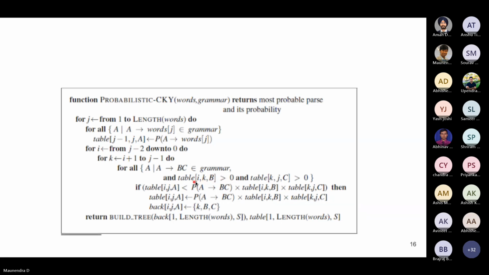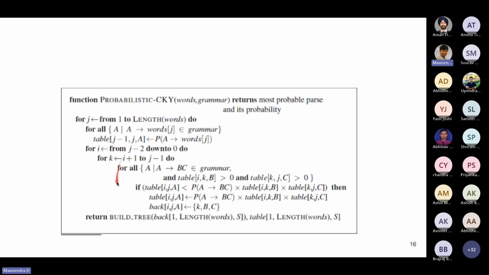So for i,k,B, that probability is greater than 0. And here also this probability is greater than 0. That means none of these entries are null. Then we compare the table[i,j,A] with the probability that this rule can be taken and the individual probabilities of these rules. So this entire product we compare. Now, if the probability for this current rule is less than this entire thing, then we replace the current rule which is there by this one.